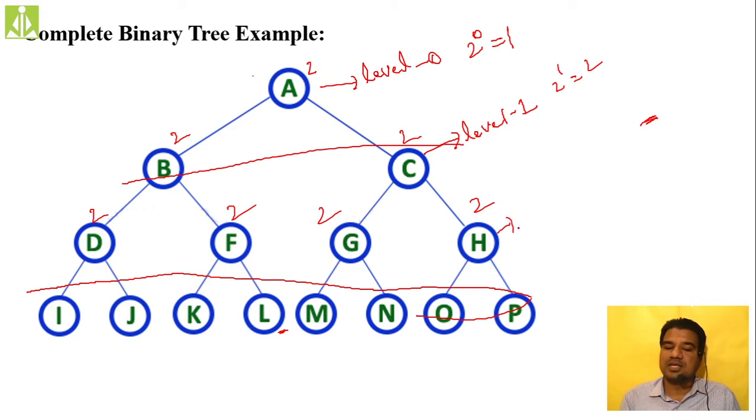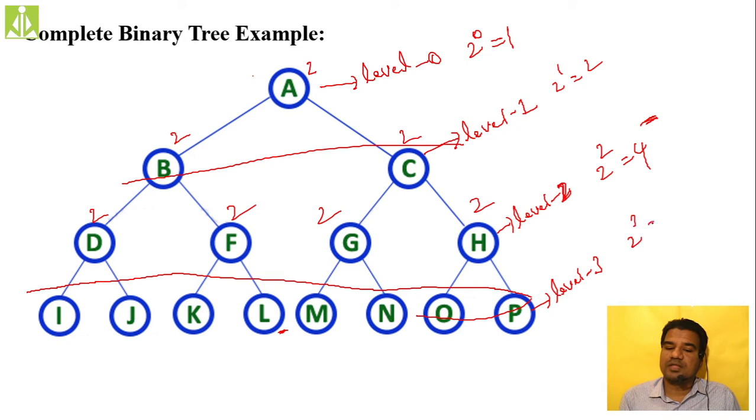Then this is level 2. How many nodes? 2 power 2, that is 4 nodes. Already I have 4 nodes, so this level is also complete. So now this is my level 3.